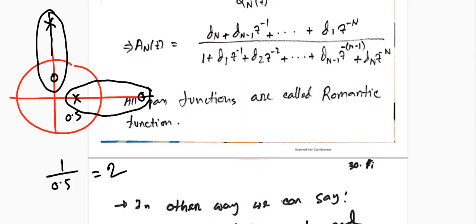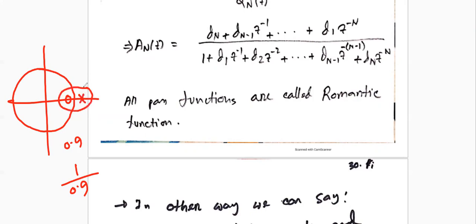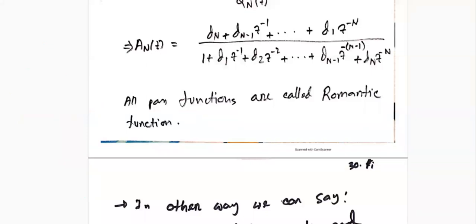On the other hand, in the next class, I'll talk in detail about this. If you have the zero here, very close to 1, let's say 0.9, where is the pole location? That is at 1 divided by 0.9, that means a little bit outside of the circle. So that makes a pair of the poles and zeros. That is the phenomenon of an all-pass filter. Okay.